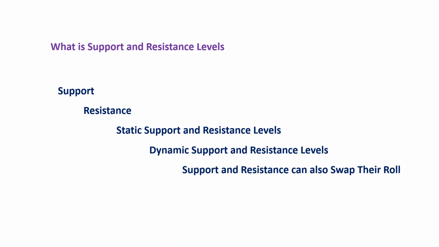Support and resistance can also swap their role. What it means is these levels are not fixed or absolute. In certain market conditions, what was previously a support level may become a resistance level, and vice versa. This phenomenon can occur due to various factors, including changes in market sentiment, shifts in supply and demand dynamics, economic news, or changes in investors' behavior.